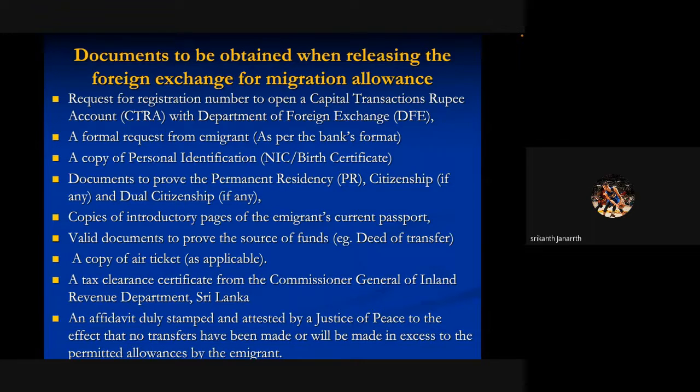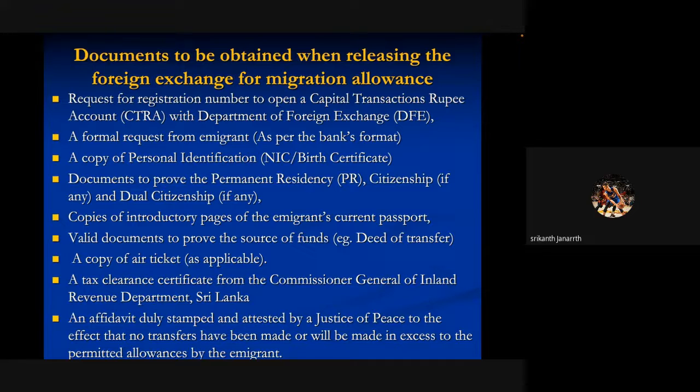Then a copy of personal identification, NIC or birth certificate or whatever you get there. Then a document to prove that he got a PR. So you look at the passport, he got a PR, a temporary resident or PR visa is there. Depending on the visa, you take a photocopy of the visa. Then copies of his personal data. In the passport, you get an immigrant status. So you get the passport photograph page, a valid document to prove it.